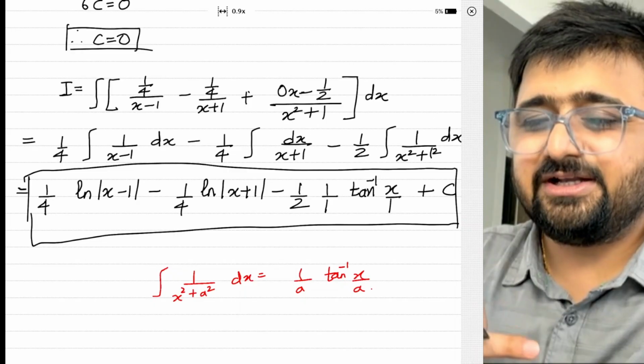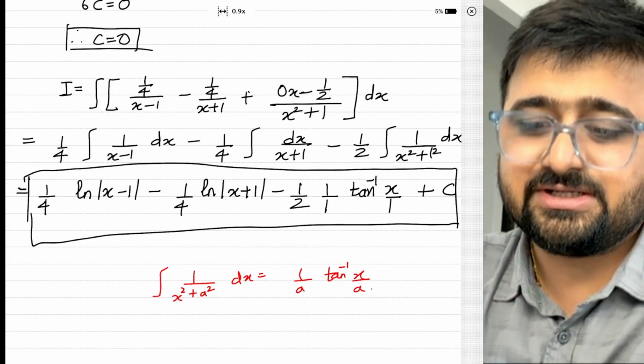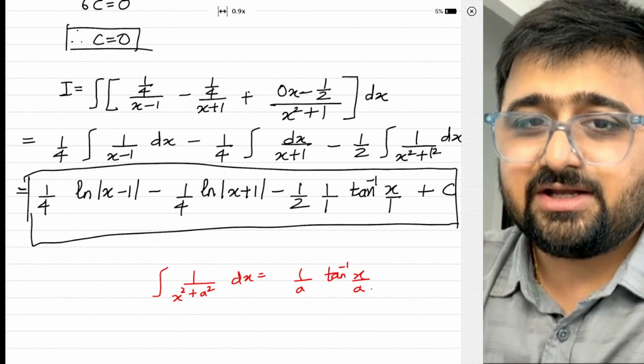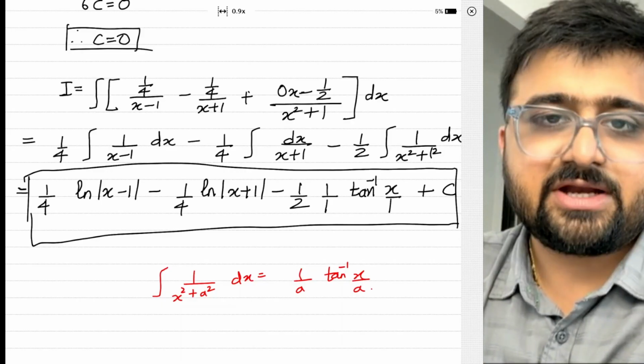I know this was a little bit lengthy integral, but I hope it helped you understand how partial fractions could really make it easier to simplify polynomial divided by polynomial.